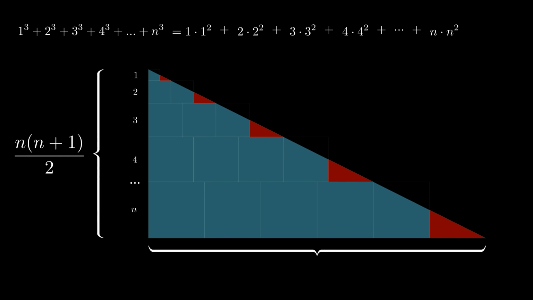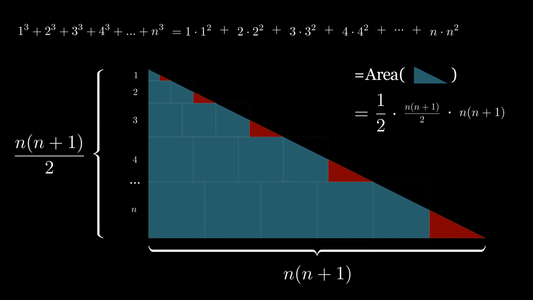The base edge of this large triangle is equal to n multiplied by n plus 1. So the area is equal to 1/2 of the base multiplied by the height. The final result is equal to n times n plus 1 divided by 2 squared.